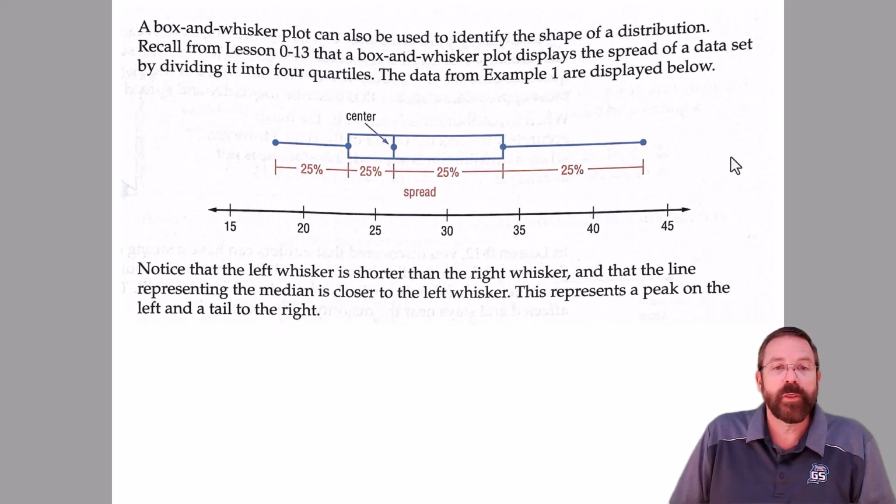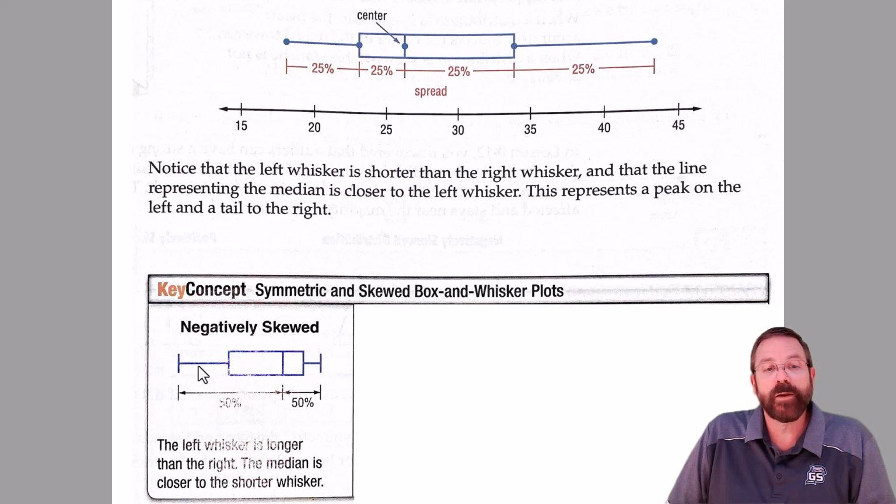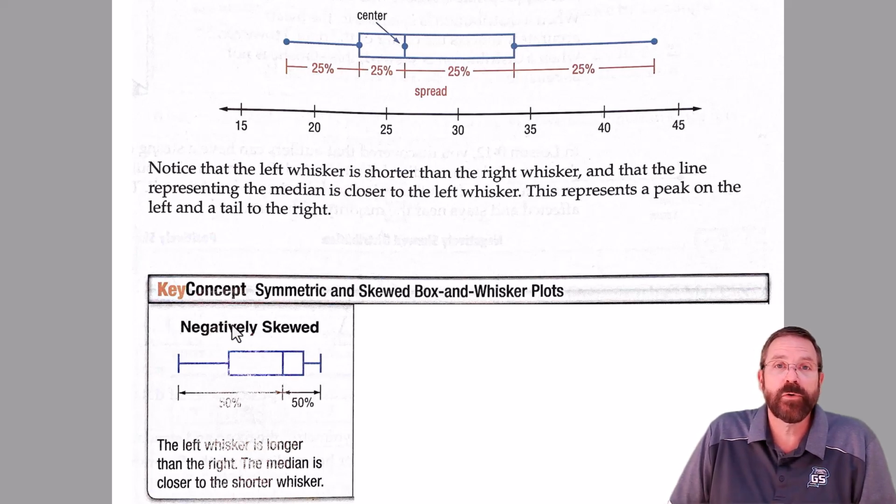Keeping it going from there, we're going to look at how they can be skewed. First off, this one here, the left whisker is longer than the right whisker. The median is closer to the shorter whisker. So what do we have here? This is negatively skewed, also known as skewed left, where we've got this little bit of data that goes way out over here. But this short section, remember, this little bitty section represents half of your data.